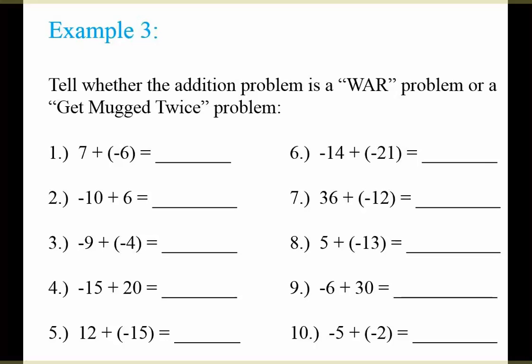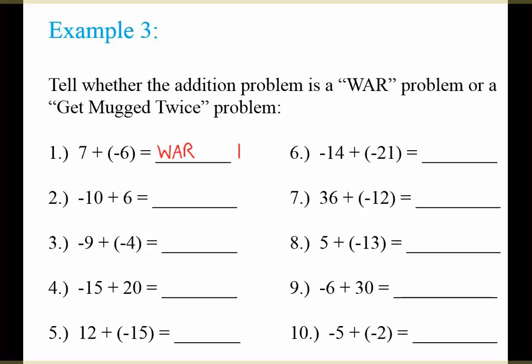Okay, when you look at number 1, do you see a war problem or a get mugged twice problem? Okay, I've got one positive, one negative. That is definitely the war situation. So I do want you to classify these. Okay, it's a war. Now who wins? Go ahead and answer it yourself. Okay, the positives win. They win by 1. Okay, so it'd be a war problem with a positive 1 answer.